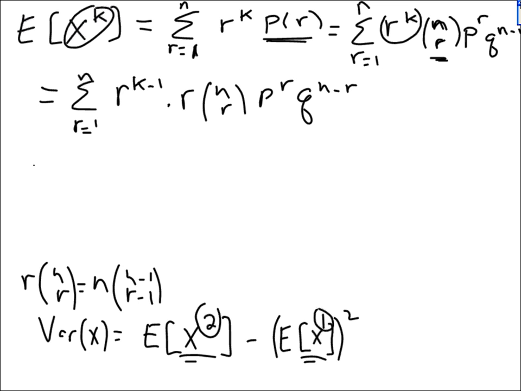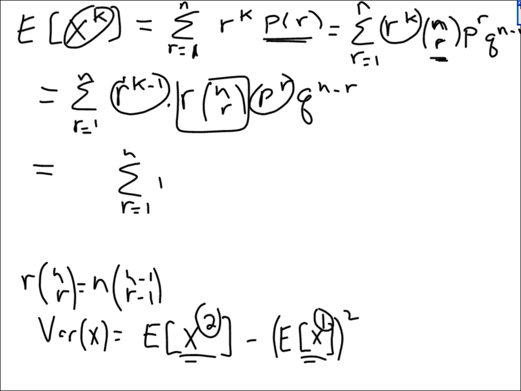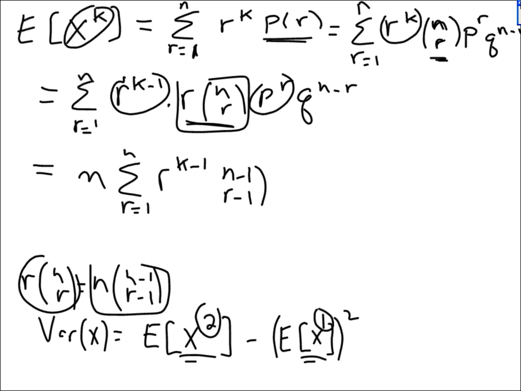I'm going to factor out one p. But first, let's deal with this. First, I'll write this down: r to the k minus 1, r times n choose r. This is that. I'll put the n in the front, and the n minus 1 choose r minus 1 inside. After all, that's a function of r.